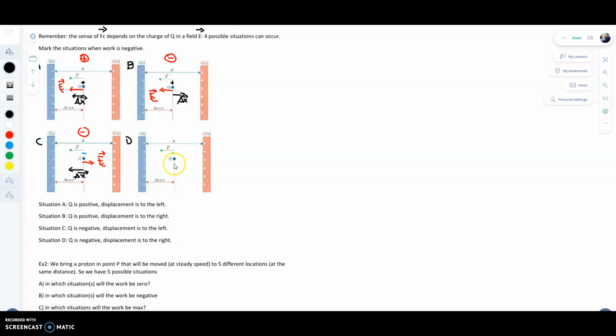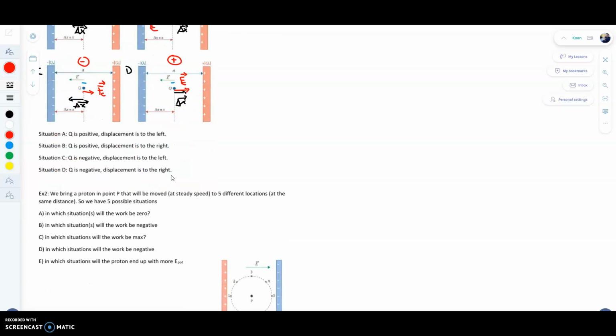The last and final situation you can have is a negative charge. The displacement is to the right in this case. Now, what's the sense of my Coulomb force? I'm talking about a negative charge, so Coulomb force has an opposite sense to field vector E, meaning this one is going to be pushed alongside the displacement. This is something that can be done by the Coulomb force. So we're talking about positive work when this happens.